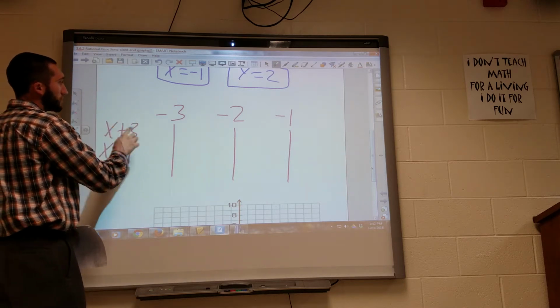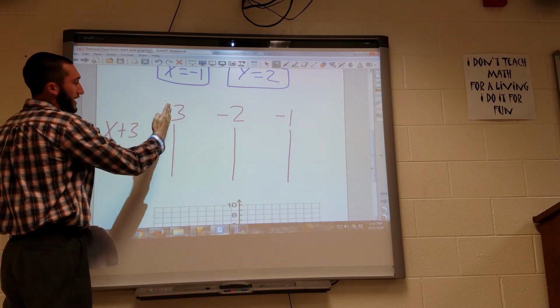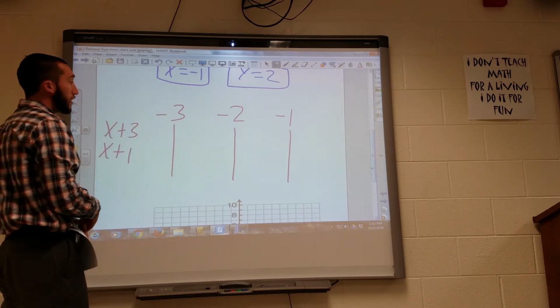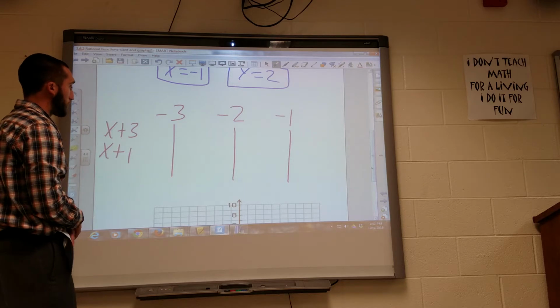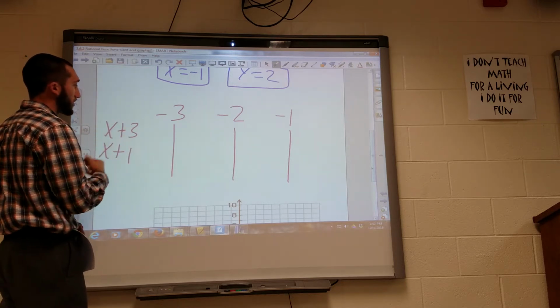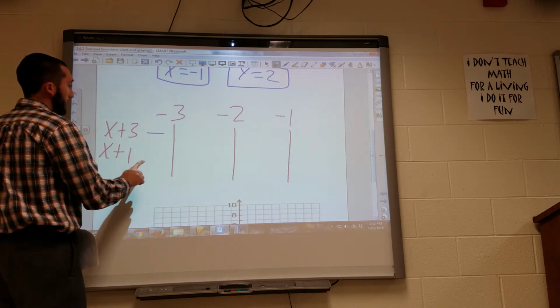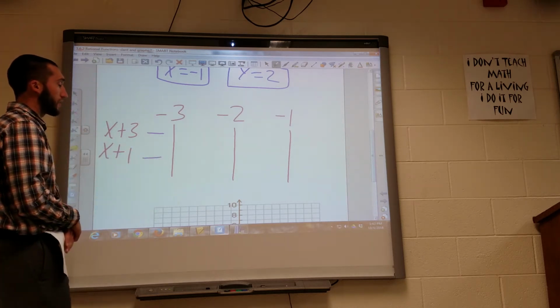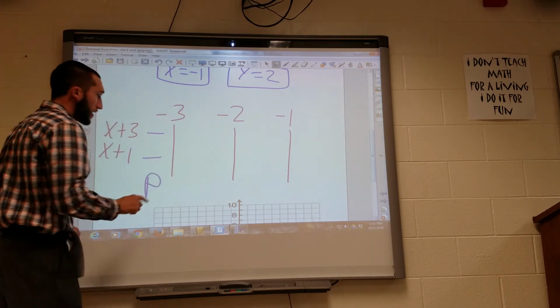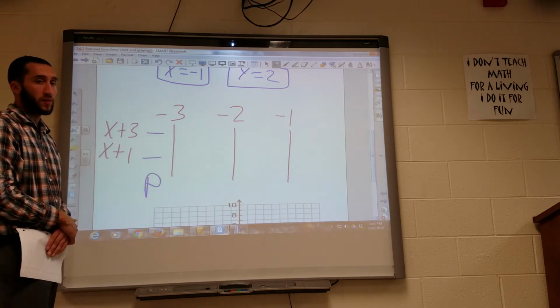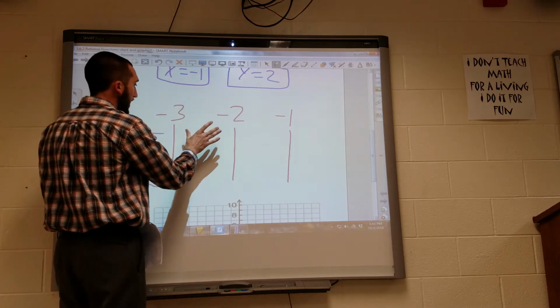If I plugged in a number less than negative 3, a number more negative than negative 3, for example negative 4, then negative 4 plus 3 is negative 1, so that factor is negative to the left of negative 3. Overall, that gives me a positive value for my graph, because negative divided by negative is a positive. Okay, I go to the next section.